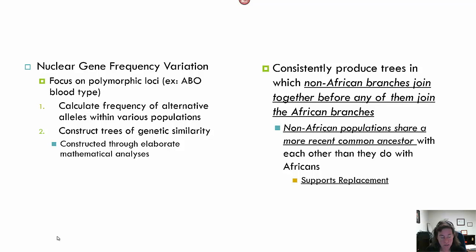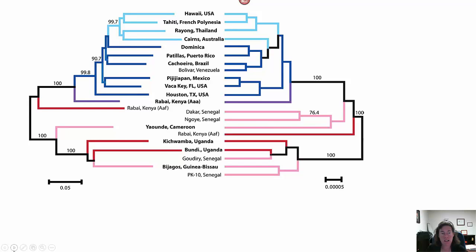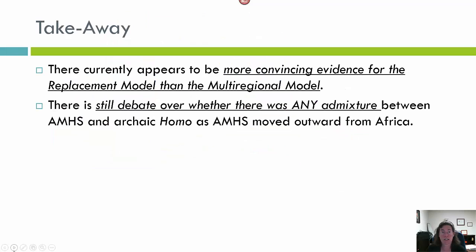The most important thing to note is that they consistently produce trees in which non-African branches join together before any of them join the African branches. So non-African populations share a more recent common ancestor with one another than they do with the Africans. And once again, this supports replacement, not multi-regional. And this is just a graphical illustration demonstrating how some of these populations are related to one another. So what's the takeaway from this?